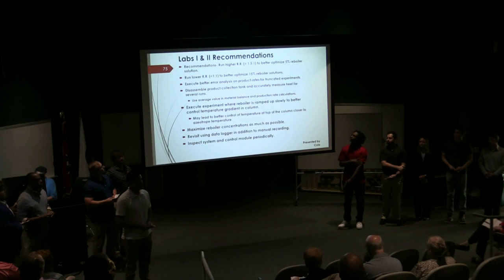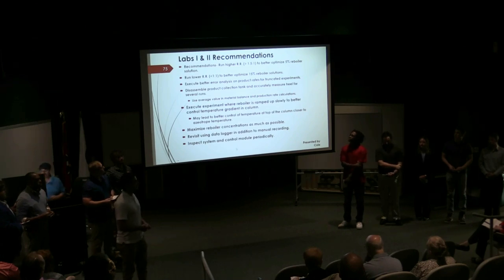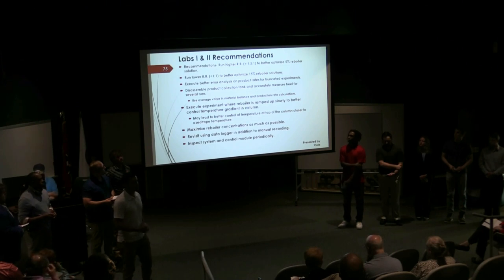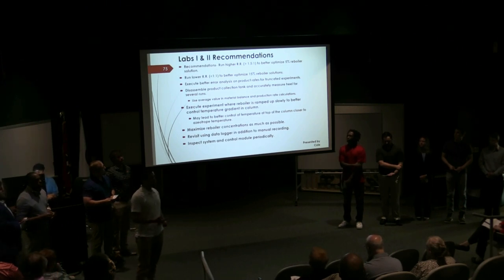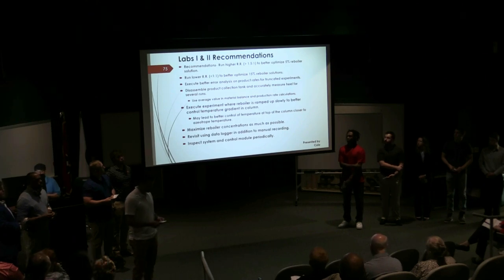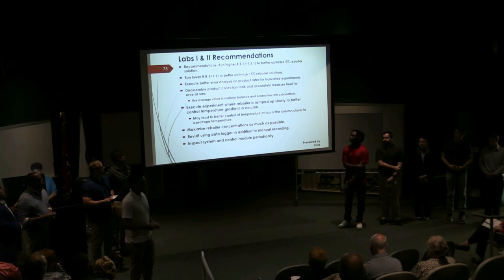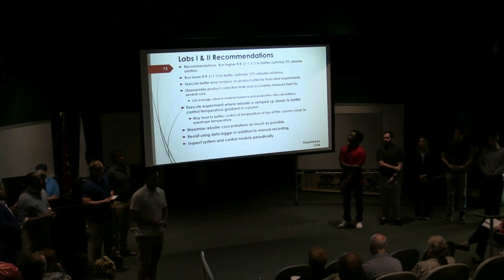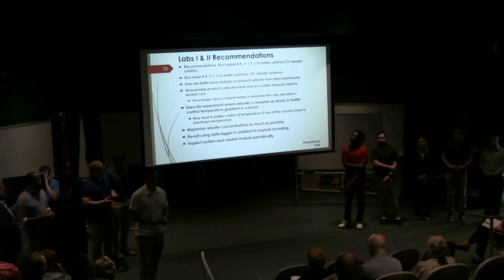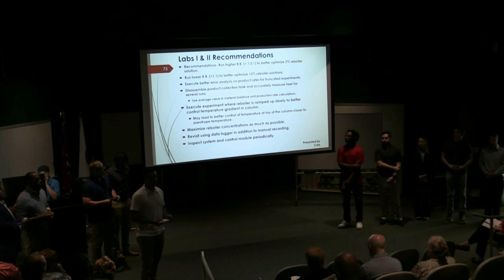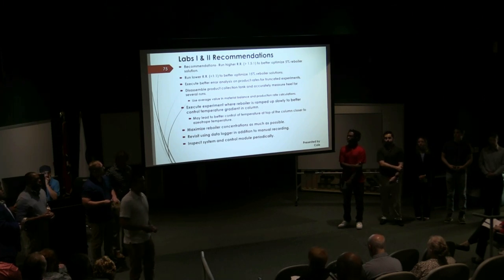Also, maximizing our reboiler concentrations. As you see, we had much better runs with higher reboiler concentrations: better productivity, yield, and it was easier to control the column temperature. We could also inspect the system and control module annually. As you know, we had a fire at our control module, so we had to delay some experiments. This might help us in the future not have to delay any more experiments.